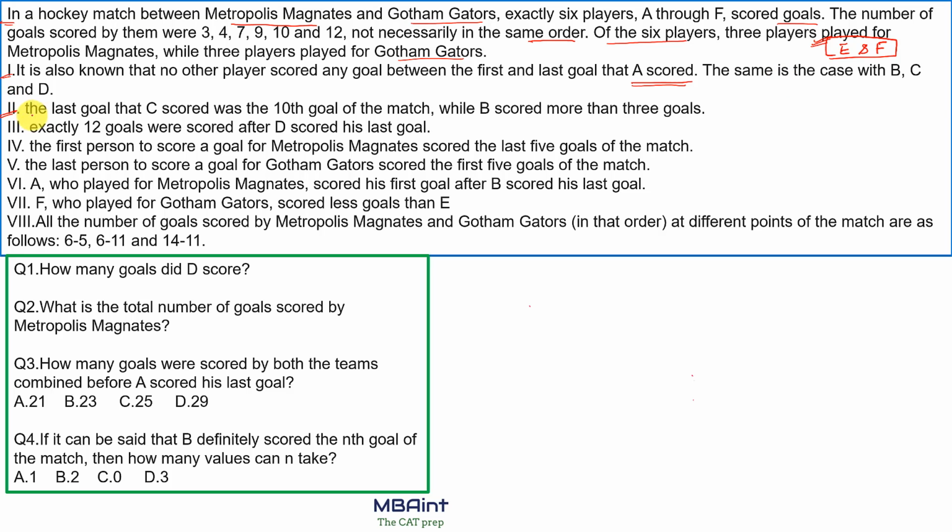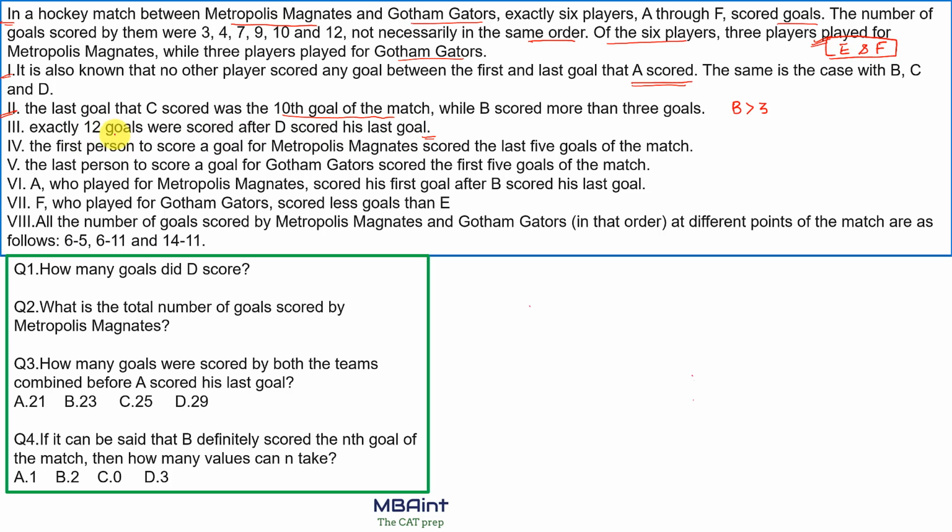Now second point says that the last goal C scored was the 10th goal of the match. Okay, so we have a parameter, the goal of the match and the person scoring, while B scored more than 3 goals. So goals scored by B is greater than 3. Exactly 12 goals were scored after D scored his last goal.